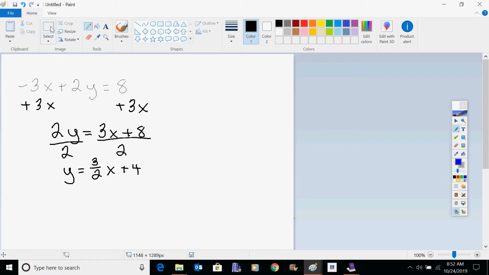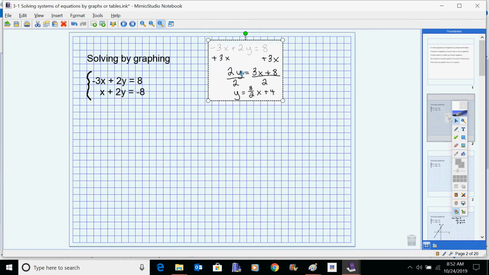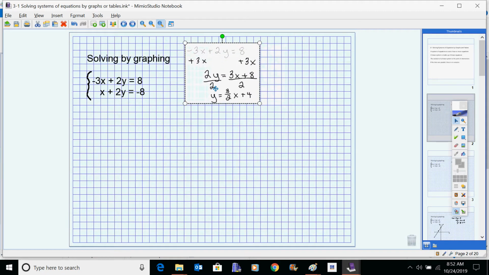All right, and what I'd like to do is bring this over to our graph that we're working on. So I'll just copy it and move it over here. Paste it in here. There we go. So we have this, our y equals mx plus b form for this. We need to put this one also in slope-intercept form.